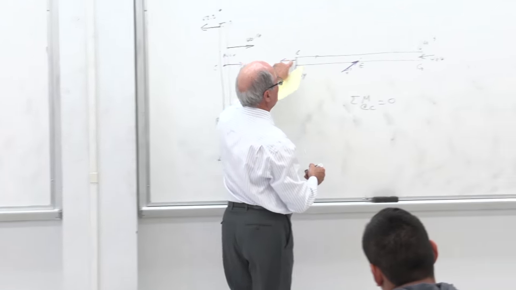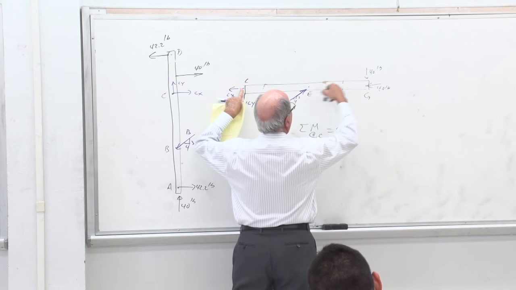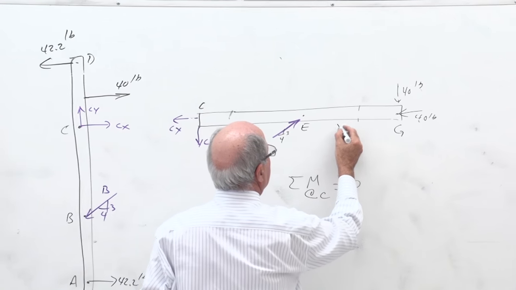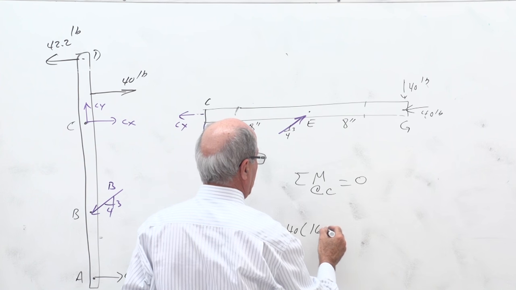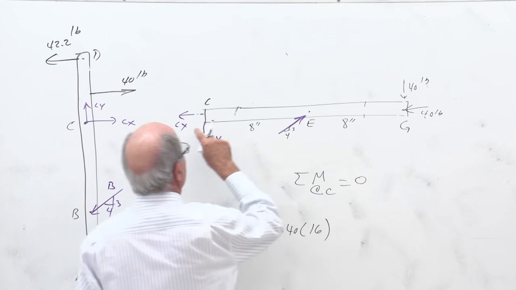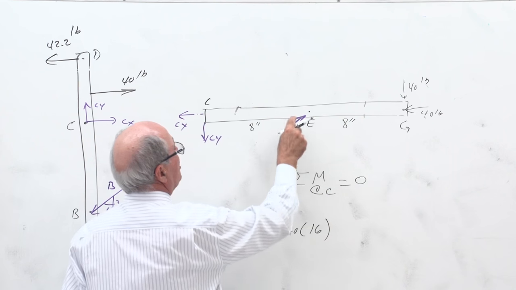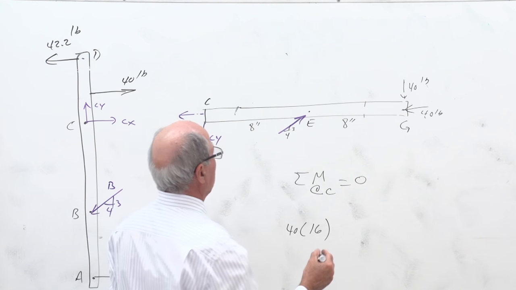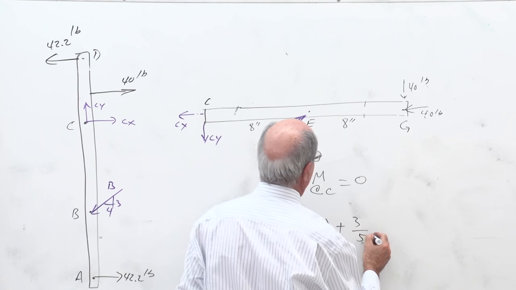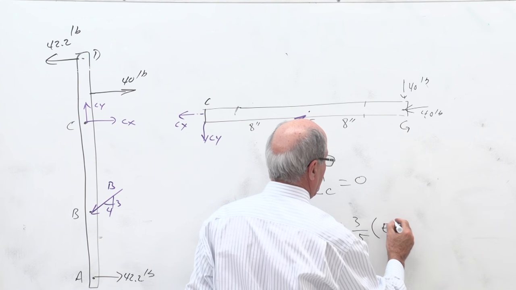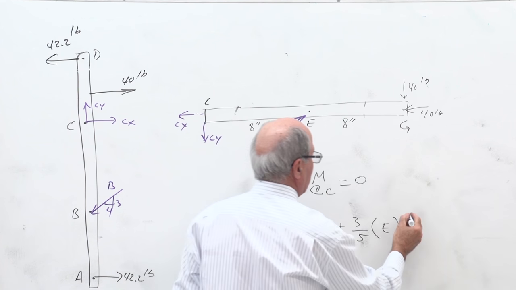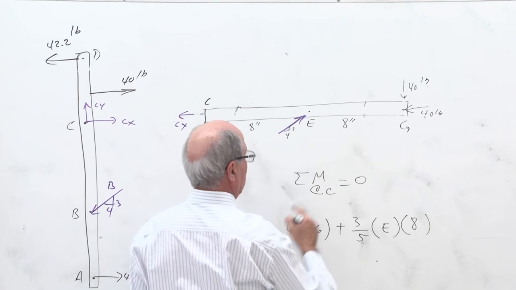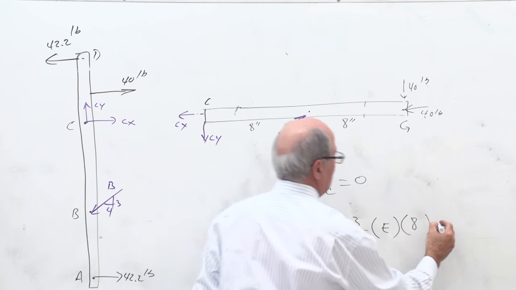So sigma MC equal to zero. This one doesn't have any moment. You have 40 times 16. This was 8 inches. So 40 times 16 inches, the moment of 40 about point C. This one doesn't have any moment. The horizontal component doesn't have any moment, only there. As you see, it's very simple. I don't have to do it, but I do it anyhow. 3/5 of the E, that's the vertical component, multiplied by distance, force times distance, A. And that one is also positive. The other one was negative, equal to zero.